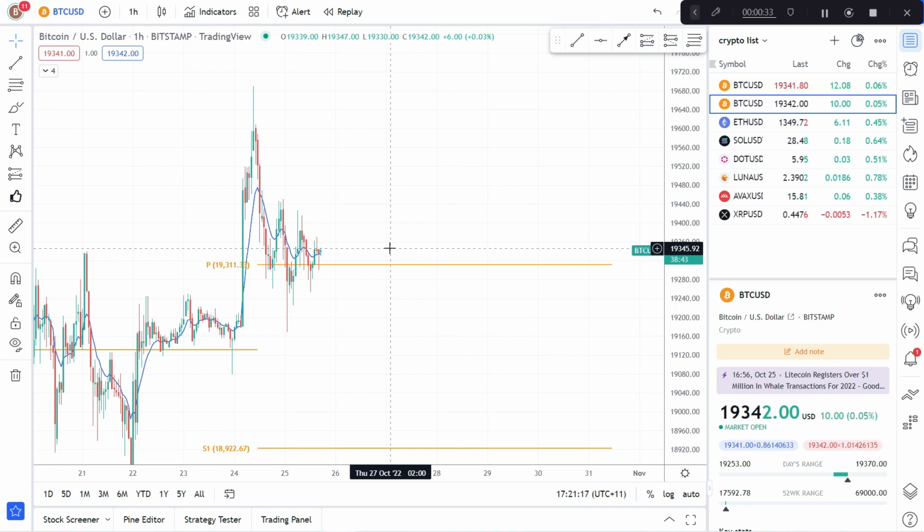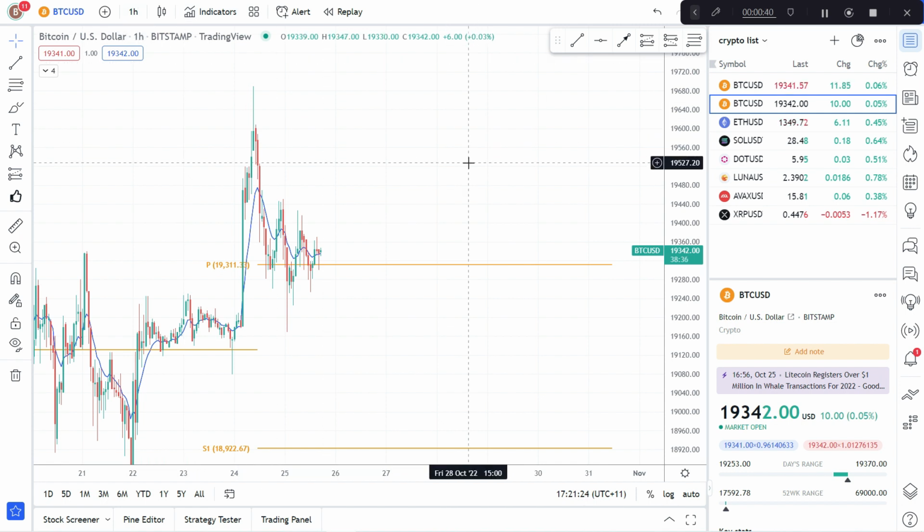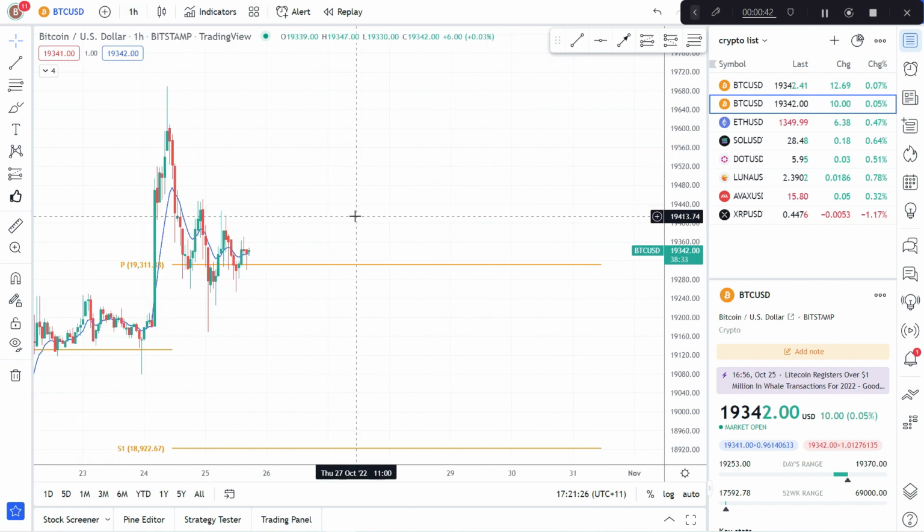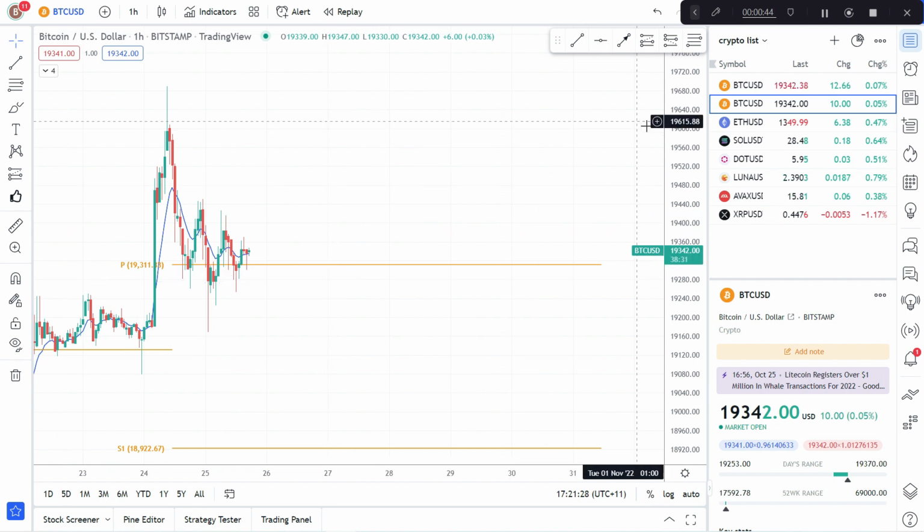Hi guys, we are here on the Bitcoin USD breakdown, starting on the 1 hour time frame. Of course, we look at the 4 hour, 30 minute and 15 minute time frames as well. But let's get stuck in today and see what's happened.